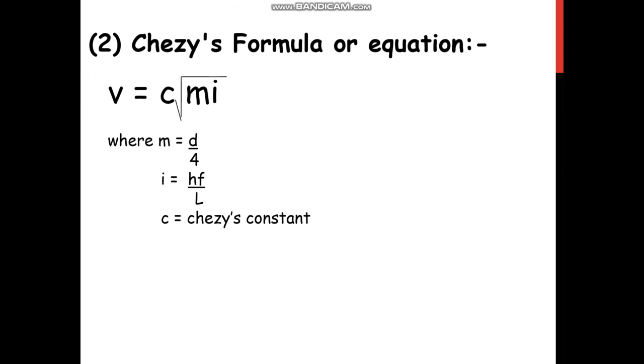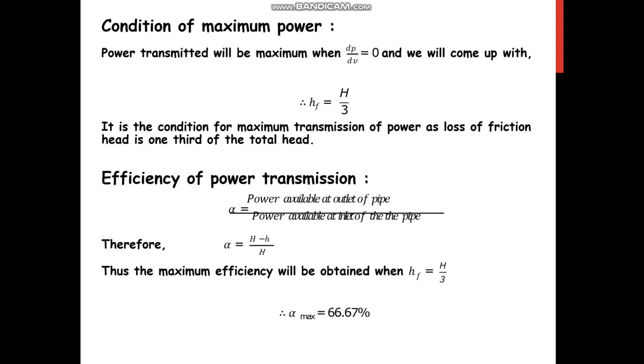Another important equation is Chezy's formula or Chezy's equation. It is used to find the velocity of fluid in the pipe. It is given by V is equal to C into root of m i, where m is equal to d by 4, D is the diameter of the pipe, i is equal to hf by L, hf is the loss of head due to friction and L is the length of the pipe. And C is the Chezy's constant, which will be given in the problem.